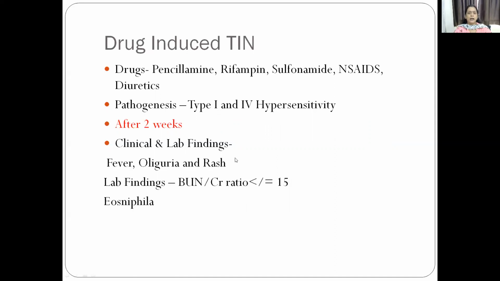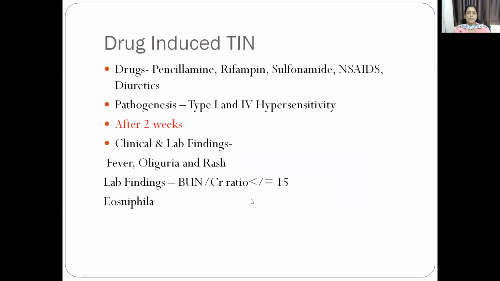Usually you take a drug, after 2 weeks the reaction may also be seen. So within 2 weeks, if there is a reaction after starting a drug, then you can say that this drug has caused this reaction. So clinical and lab findings: there is fever, oliguria, rash. Lab findings: BUN creatinine ratio less than or equal to 15.